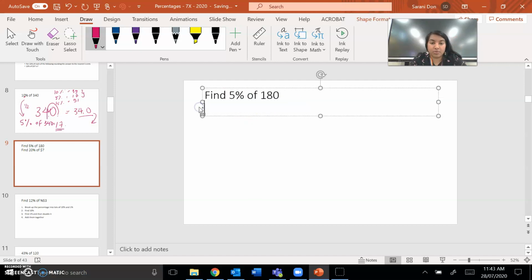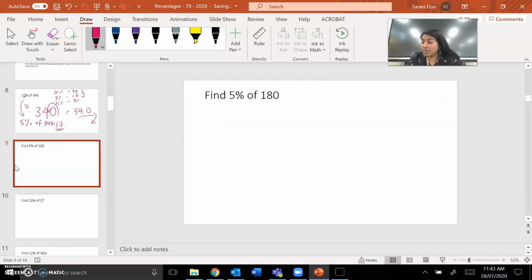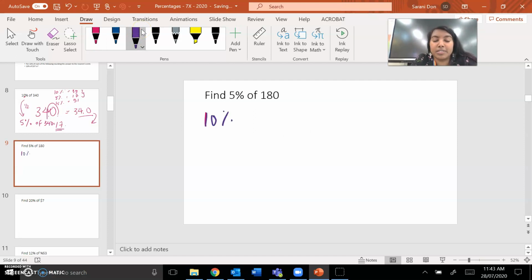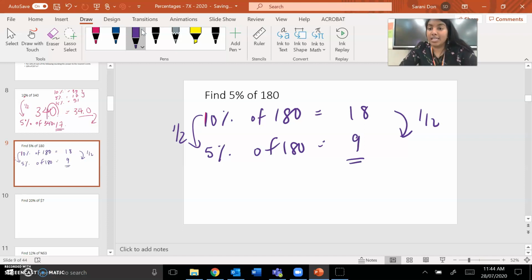I'm just going to put this onto a new slide so we can do it separately. What I want you guys to do is write this question out, pause the video and try it yourself using the shortcut method. So we know that if we were to find 10% of 180, move the decimal place once, so it becomes 18. Therefore, to find 5% of 180, we will have to half it because we've halved it here, which means half of 18 is 9. So 5% of 180 is 9.